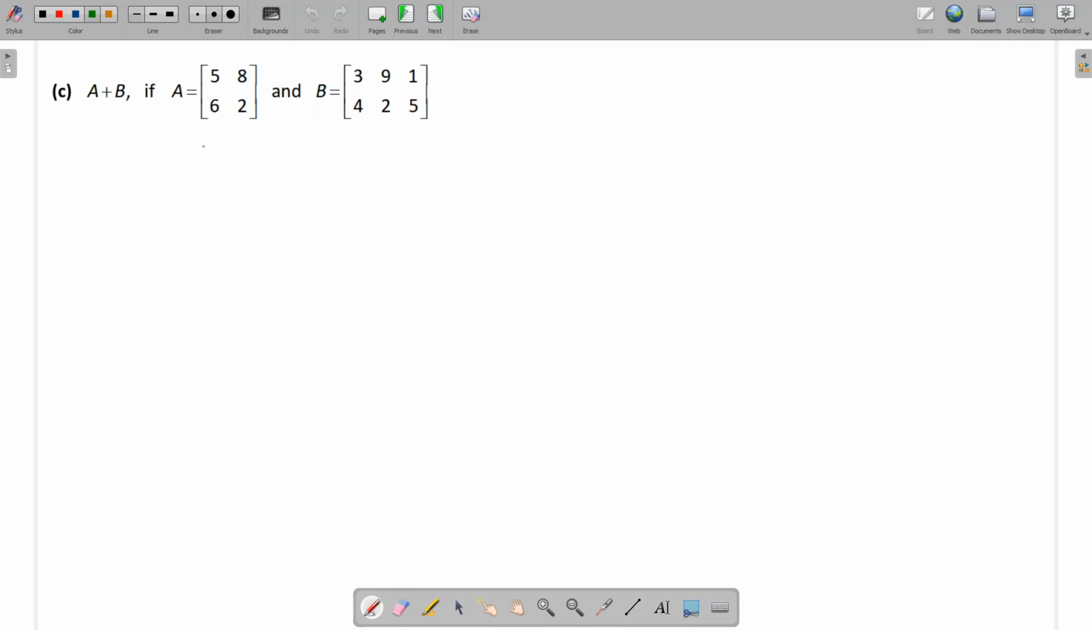All right, next one says do A plus B if A is equal to this and B equals this. Well, here we have a problem. This is a 2 by 2 matrix, and this is a 2 by 3 matrix. They don't have the same dimension, so we can't add them. This one is just not possible. In order to add them, you have to have the same dimension. So you can't just simply add this matrix onto the front of this matrix. We just have not defined what this even means. Just not possible.